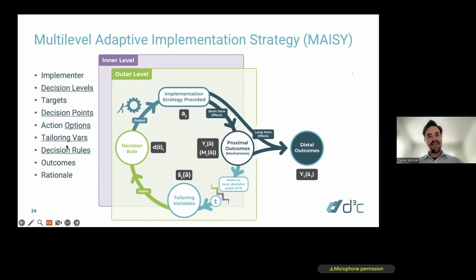I've underlined along the left here some of the things that make this a little different from the way we typically think of implementation strategies. If it's not underlined, you've seen it before. If it is underlined, it's because it's new.